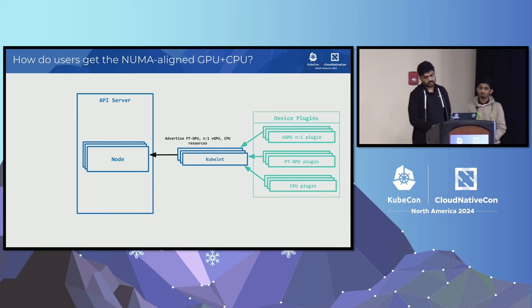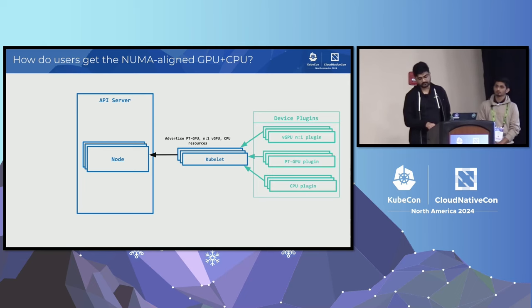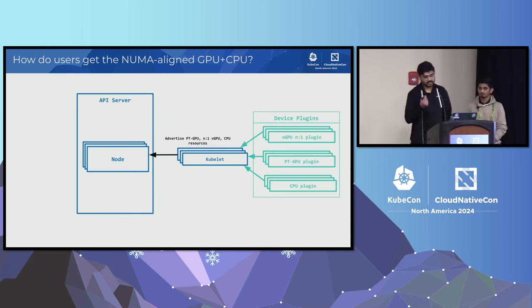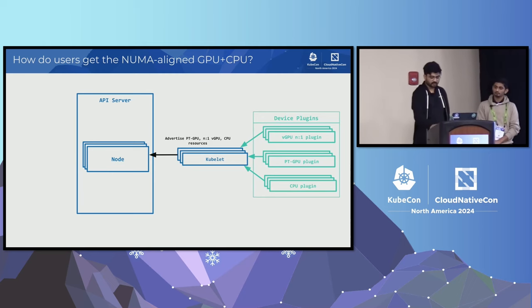Now, for our use case, we have to have multiple device plugins for the same GPU, because we have all these different configurations. We have one for pass-through, one for slicing up the GPU into half, and one more for slicing it into a quarter. And finally, we also need to align with CPUs, so we run yet another device plugin that understands the CPUs on your node and publishes that.